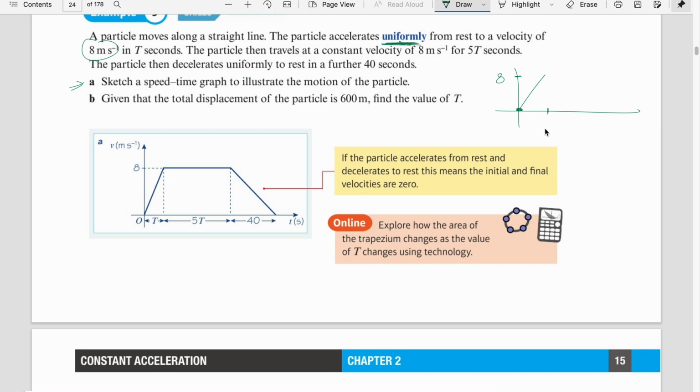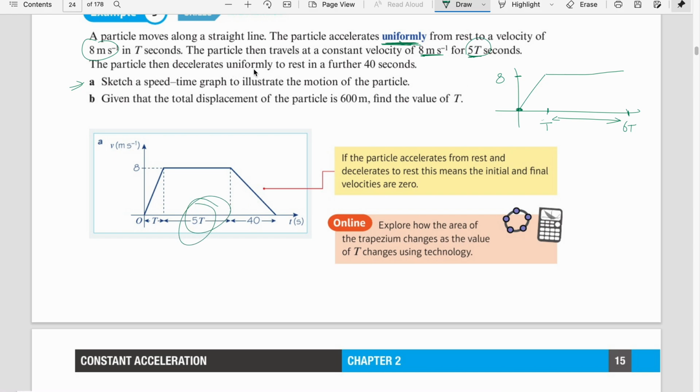On the x-axis, we label that capital T. The particle then travels at a constant velocity of 8 meters per second, no gradient, a straight line, for 5t seconds. If we consider this unit as t, making a length 5 times longer than this, we either label it 6t or mention it as done in the example.